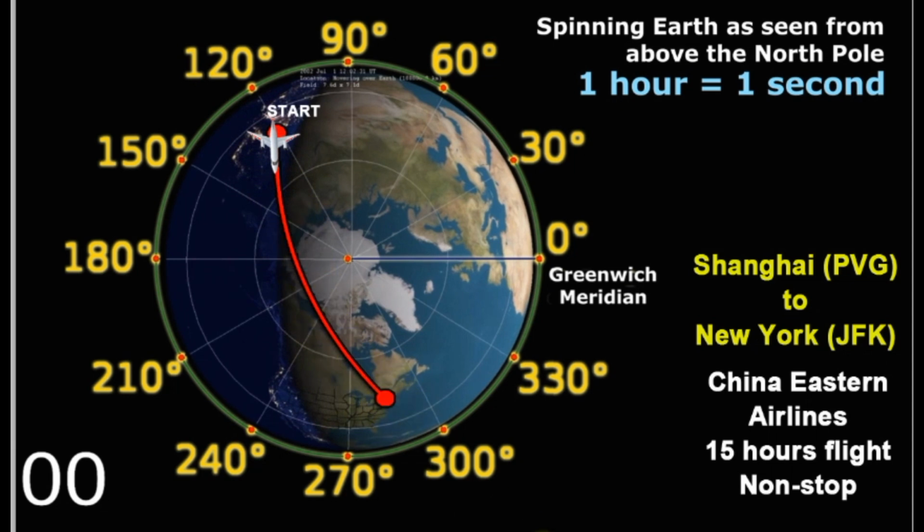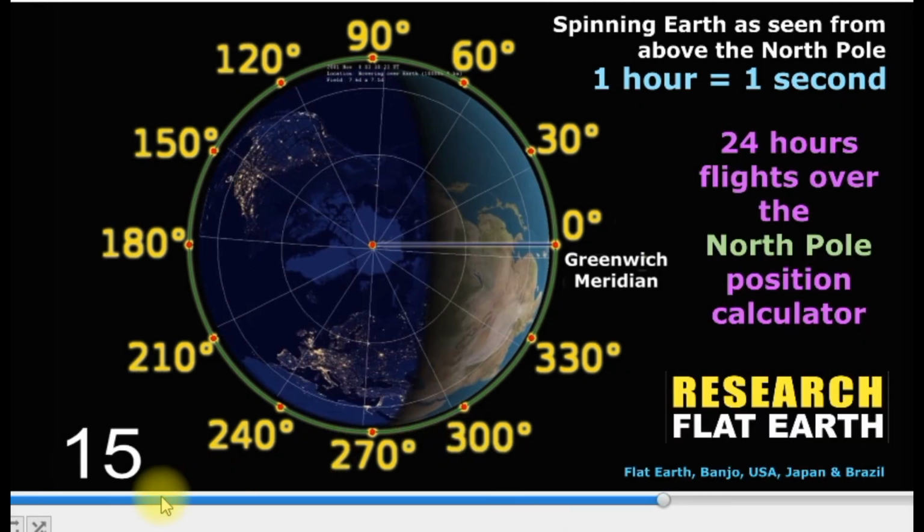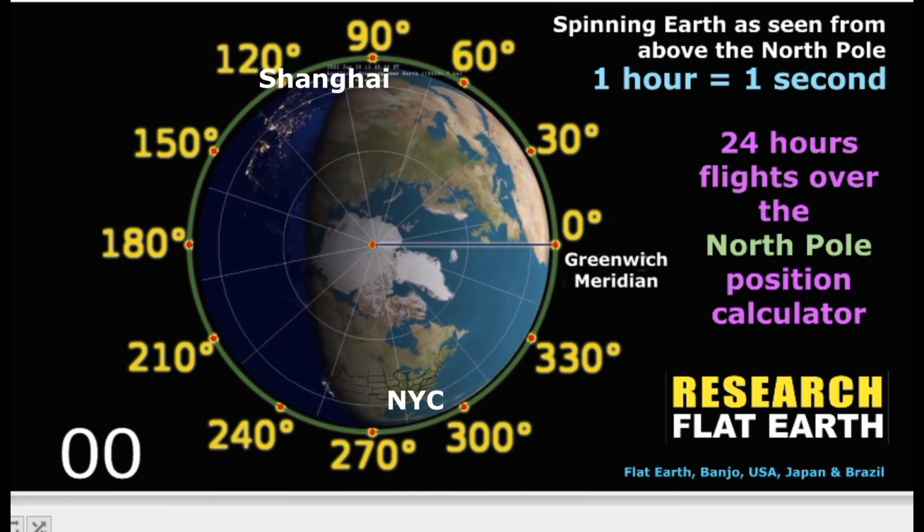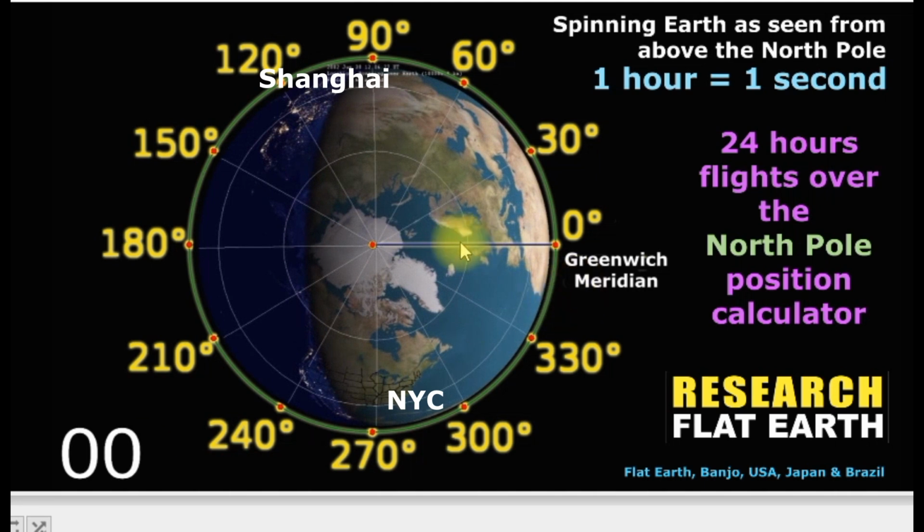So let's go ahead and set the timer again. And there you have it. We have right here the meridian, the prime meridian. Shanghai right here. New York City. Now the plane is taking off from here towards New York while the Earth is rotating. And let's get started now.